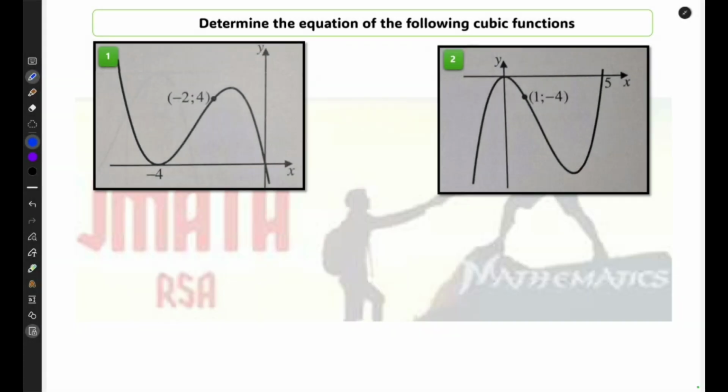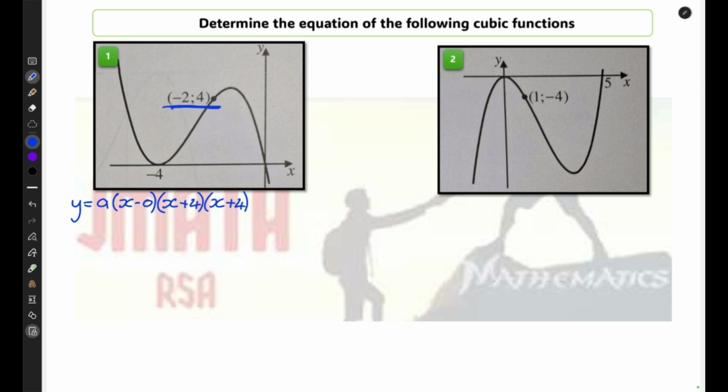Question 1, determine the equation of the following cubic functions. So if I look at the first picture, I don't have a turning point and I have all the x-intercepts. So I know I'm going to start with y is equal to a, and then I'm going to do the 3 brackets. Now I can see there is an x-intercept, so I'm just going to say x minus 0, and then this is a turning point and an x-intercept, so x plus 4 and x plus 4. Remember, always the opposite sign.